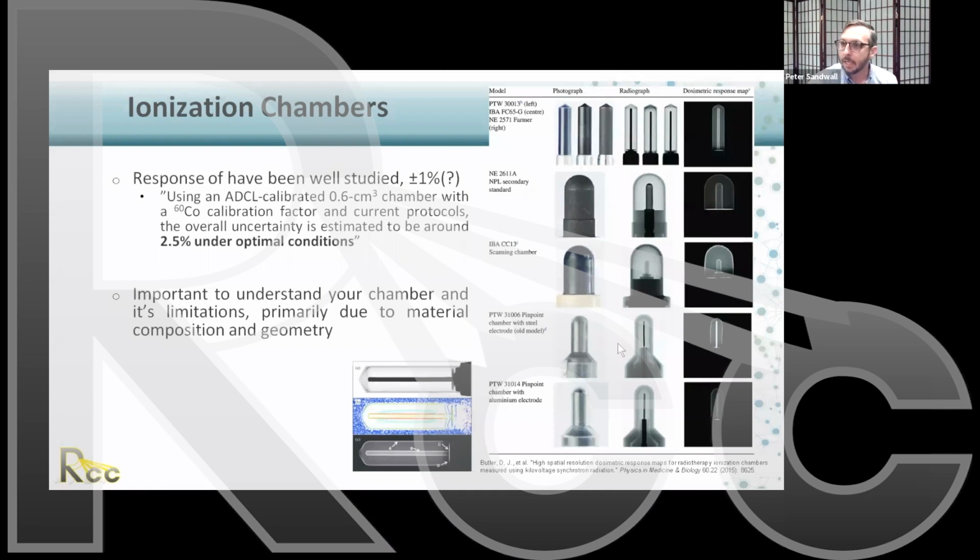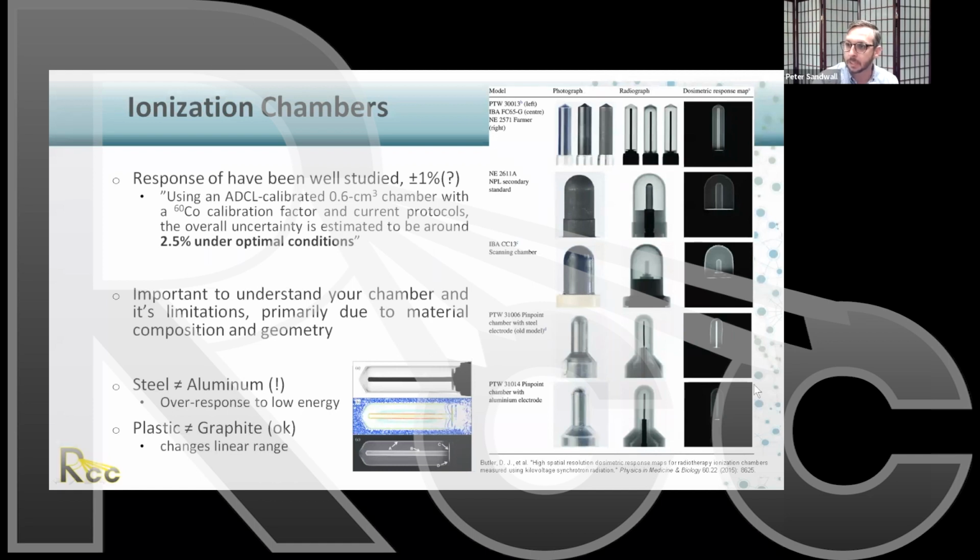These were made with different materials. This old model, the 06, was made with a steel electrode. And we had to learn the hard way that steel does not equal aluminum. There was an over response to low energy. So when you collected output factors with increasing scatter, increasing contributions from low energy photons, you got an over response. And that was learned the hard way.